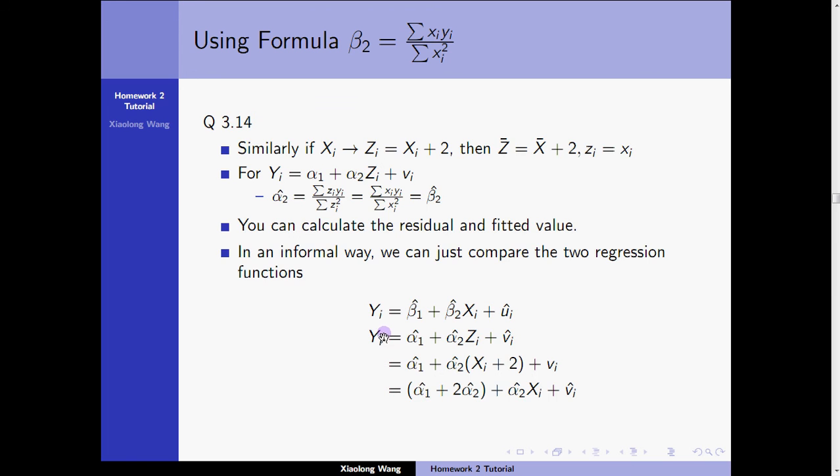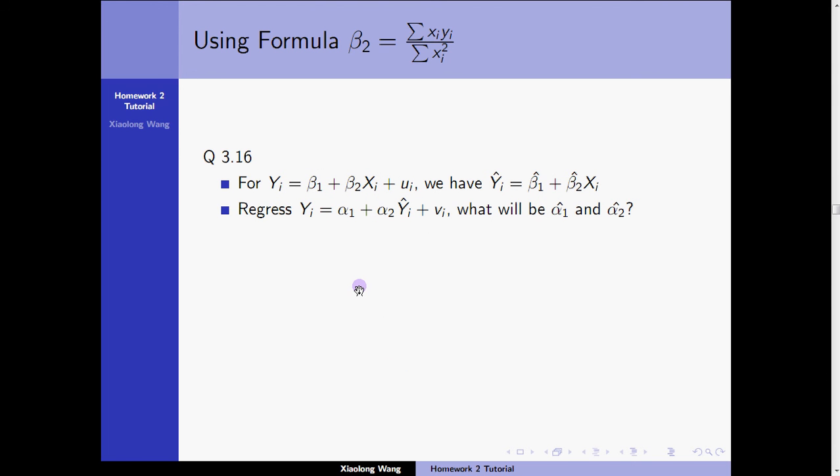So in 3.16, we can also use the formula in a smart way to solve the problem. For the regression function yi equals beta 1 plus beta 2 times xi plus ui, we have the fitted yi here. And then suppose we run the regression of yi on the fitted value y hat. What will be the new coefficients alpha 1 hat and alpha 2 hat?